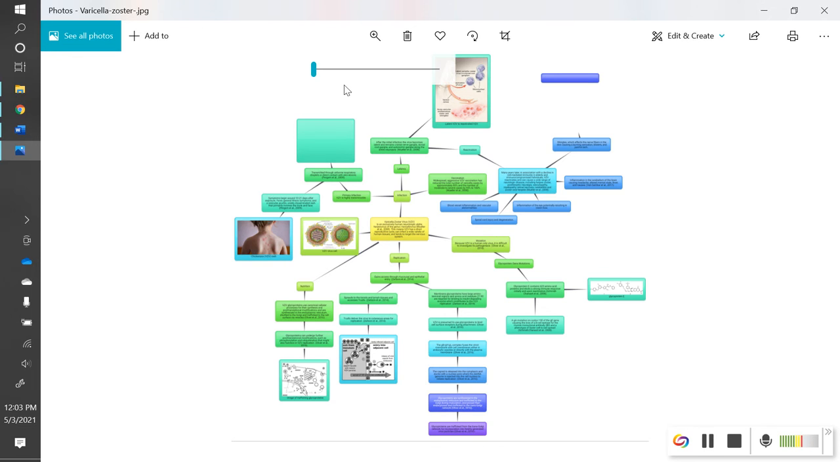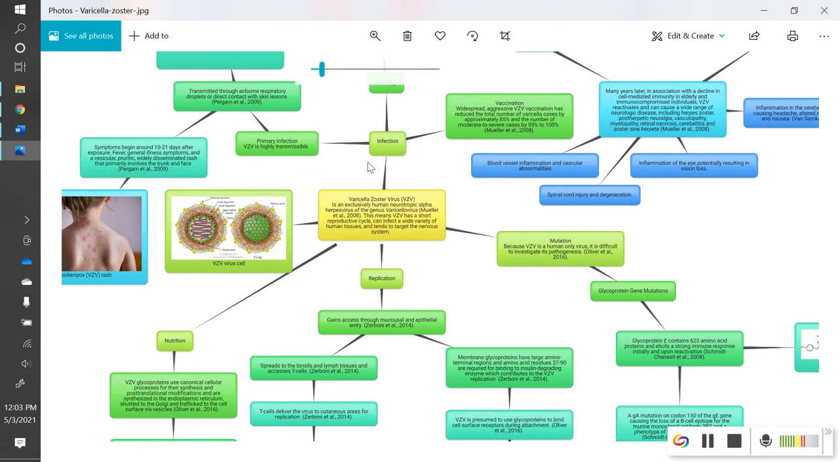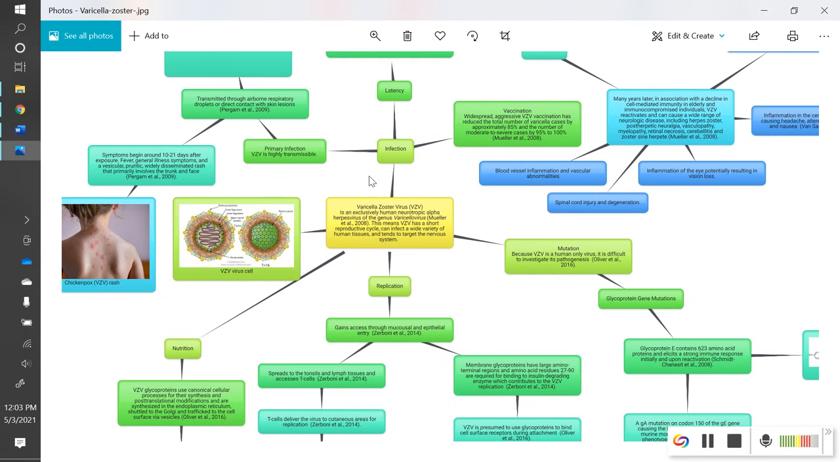See if I can zoom in here for you. So we start with the Varicella zoster virus. It's exclusive to humans, so it's a little bit difficult to study in animals. However, they have been able to graft human skin onto mice to study its mutations a little bit better. First off, it's a very infectious virus.